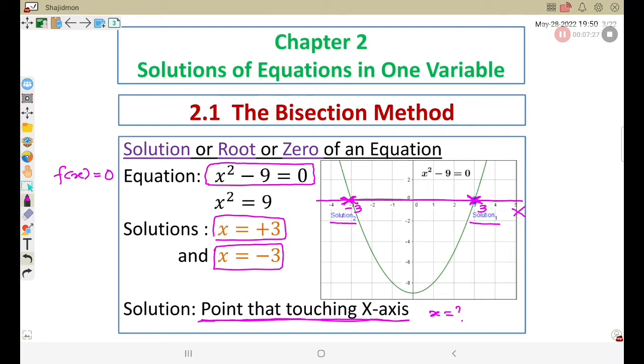Now see, for example, the same question, x power 2 minus 9 equal to 0. If you want to find the solutions of this equation, for example, I want to find the solution x equal to 3. How can we find the solution x equal to 3? That is what we will first discuss. I will give some outline here, and after that we will go to the questions.